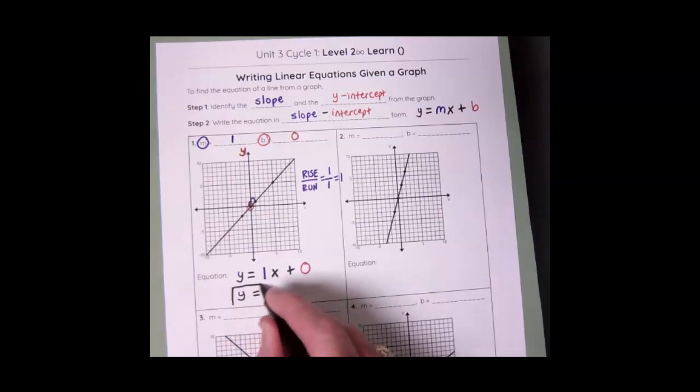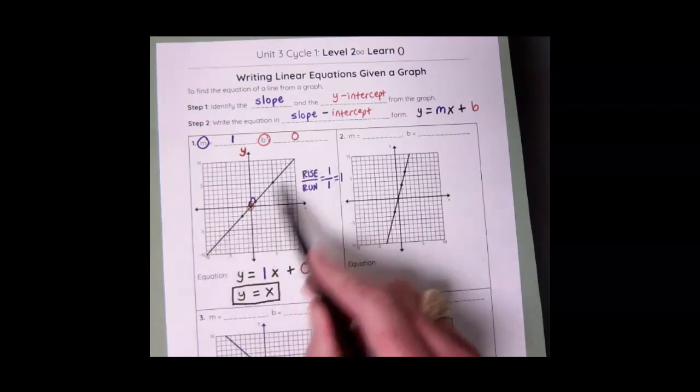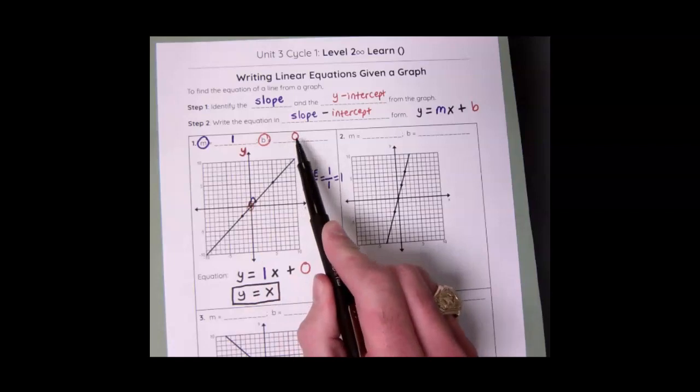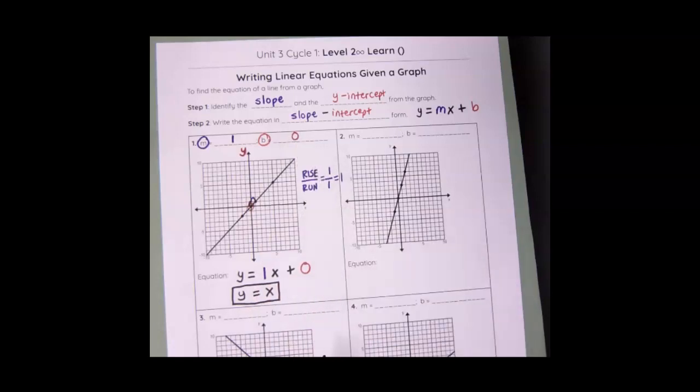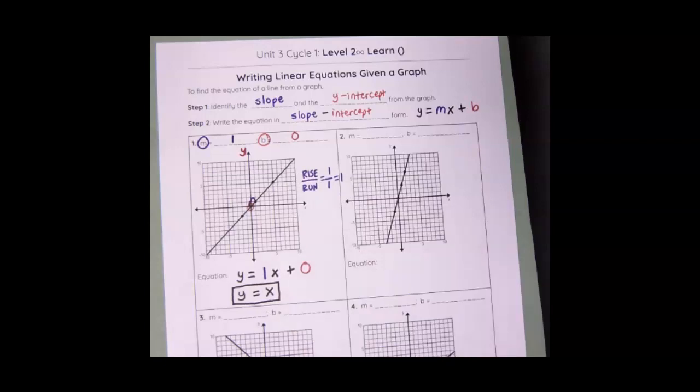Now, if you remember, that is our parent function. Our parent function always looks like this on the graph. Our slope is 1, and my y-intercept is 0. So that's my parent function. So that's how you are given a graph, and you can prove that that's the parent function.